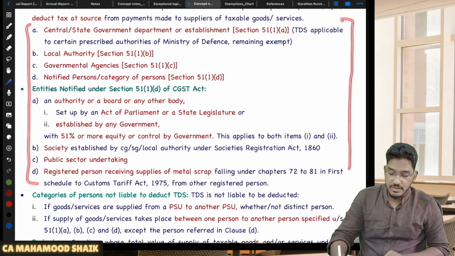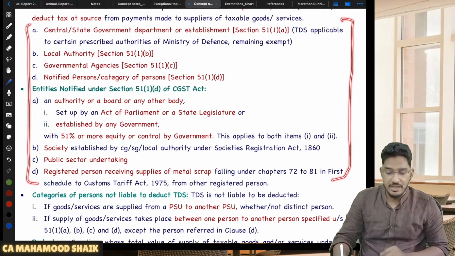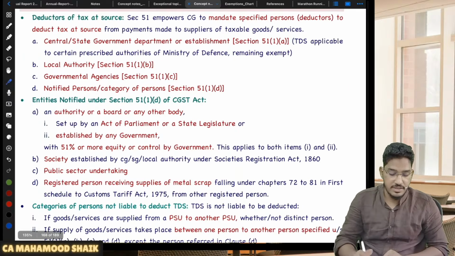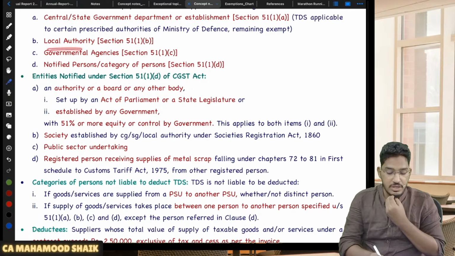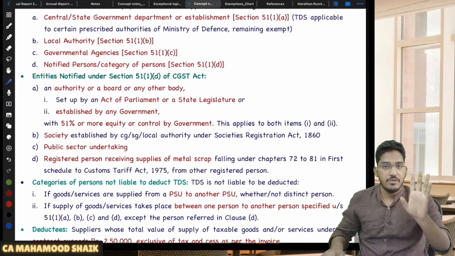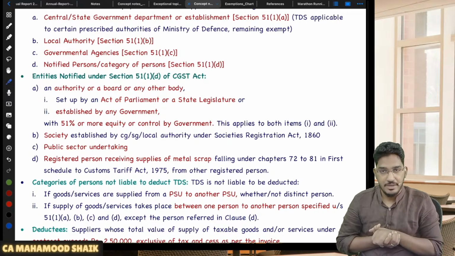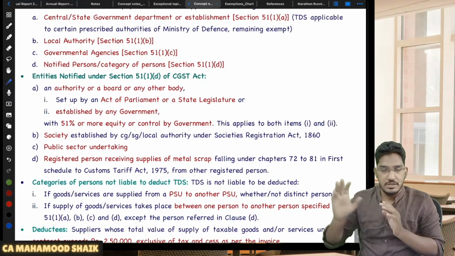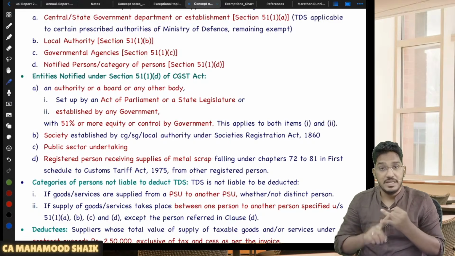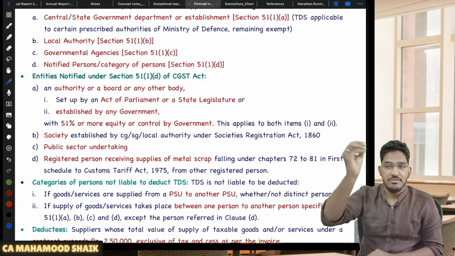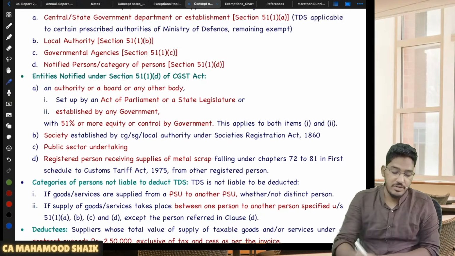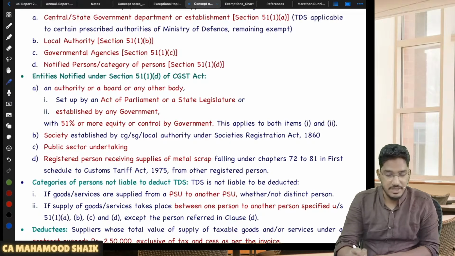If the recipient falls under these categories, then only they are required to deduct TDS. Who are those recipients? Central government, state government, establishment or department of central government or state government, local authority, government agency, or other notified persons. Who are those other notified persons? Any body which is established by central government or act of parliament, where 51% or more of the control is held by government, or a society established by the central government, state government, or local authority. PSU. And the last one, a registered person receiving the supplies of metal scrap from another registered person. If the recipient falls under any of these categories, then only TDS will be deducted.